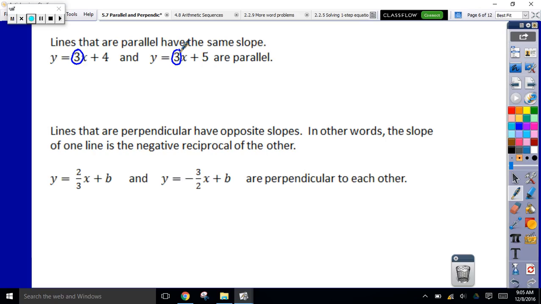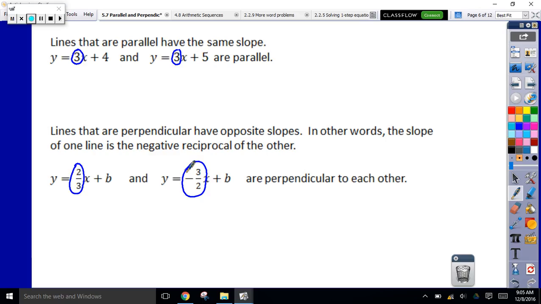Lines that are perpendicular have opposite slopes. So in other words, what that means is that the slope of one line is the negative reciprocal of the other. So it's opposite in sign, and it's opposite by being the negative reciprocal. So if we have a line with a slope of 2/3 and another line with a slope of negative 3/2, those lines are going to be perpendicular to one another.